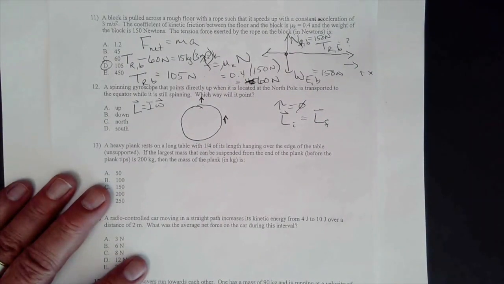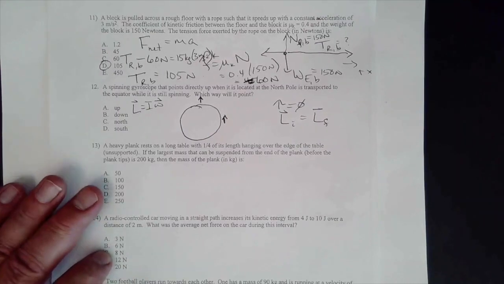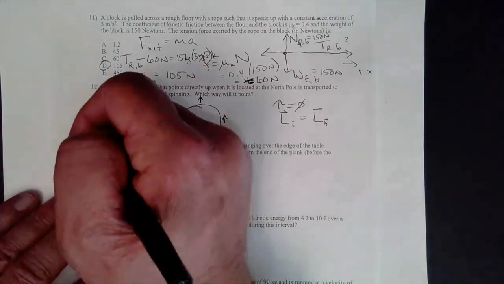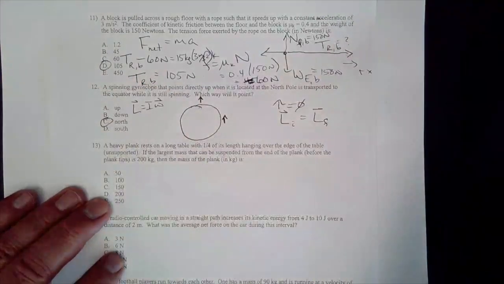Okay? It doesn't have to stay the same direction relative to the ground. It has to stay the same direction relative to the universe. And so that means it's going to point north. So 12 is C.